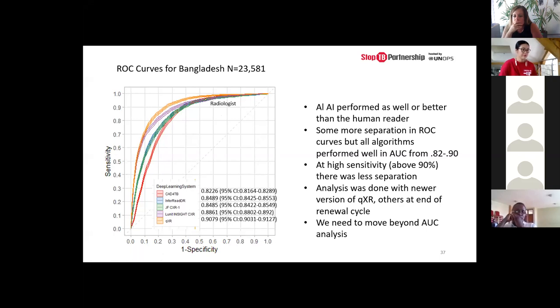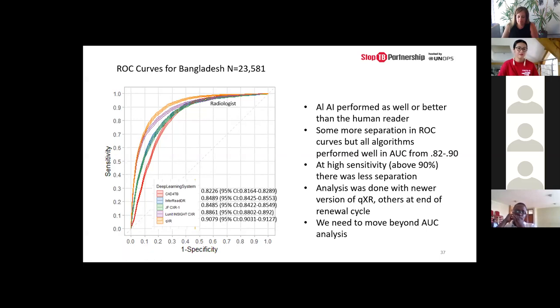One thing to mention here is that because of the timing of the analysis, we're happy to be able to include the latest version of qXR, and that's the one that performs the best. A number of studies have documented that as these versions go forward, the performance improves, and this is good timing for Qure.ai. It may not be as good timing for others that are about to release new software versions. We will happily update this analysis before it goes to peer review in that case.